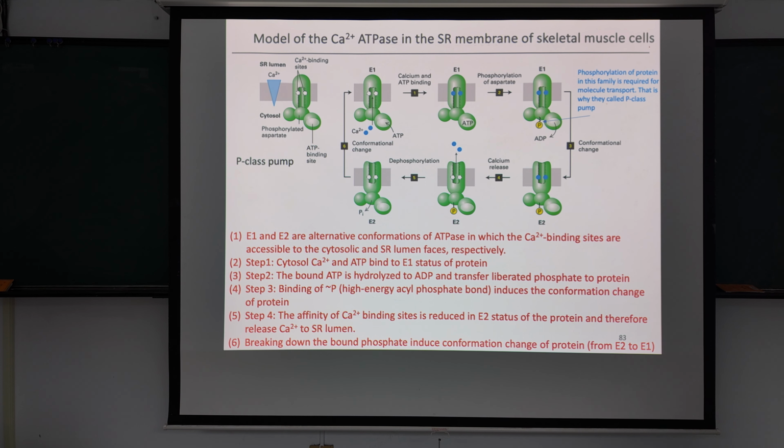So there is an ATP binding site on this ATPase and a phosphorylated aspartate here, and there will be two calcium binding sites here.